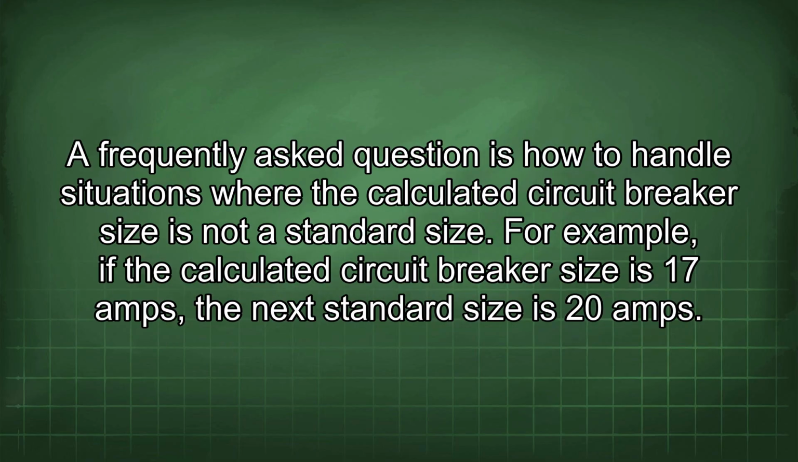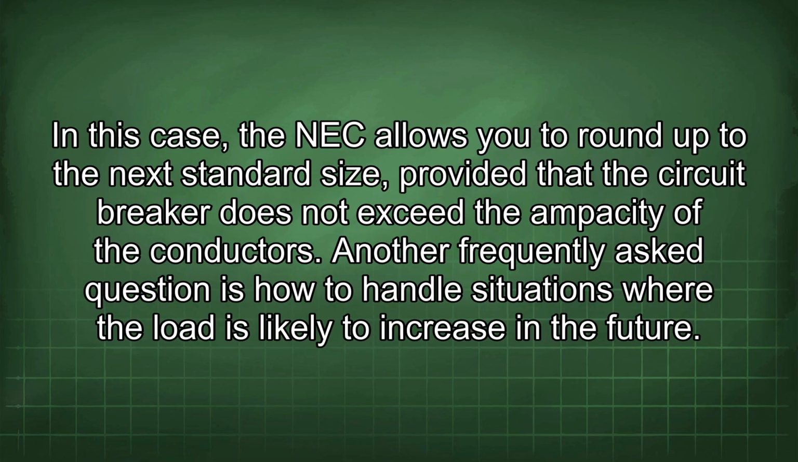A frequently asked question is how to handle situations where the calculated circuit breaker size is not a standard size. For example, if the calculated circuit breaker size is 17 amps, the next standard size is 20 amps. In this case, the NEC allows you to round up to the next standard size, provided that the circuit breaker does not exceed the ampacity of the conductors.